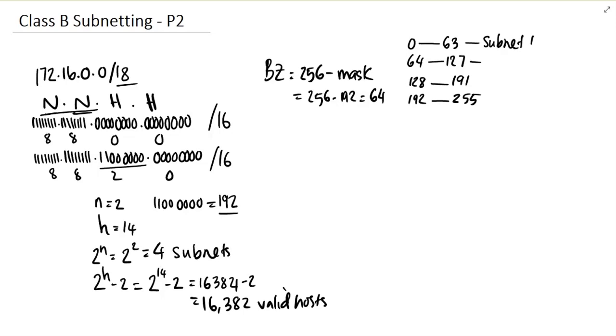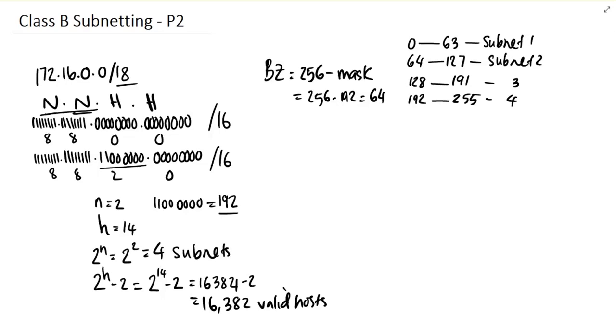Subnet 1. This is subnet 2. This is subnet 3. This is subnet 4. Okay? And this is the starting point. This is the end point. Starting point, end point. But now, this is not class C.